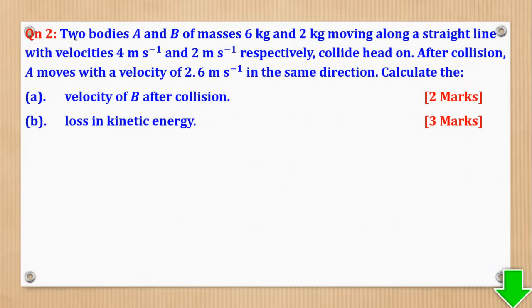Question 2 says, two bodies A and B of masses 6 and 2 move along a straight line with velocities 4 meters per second and 2 meters per second, respectively, and collide head on. After collision, A moves with the velocity of this in the same direction. Calculate the velocity of B after collision. So let's begin with that. One, there is momentum now. There is momentum.